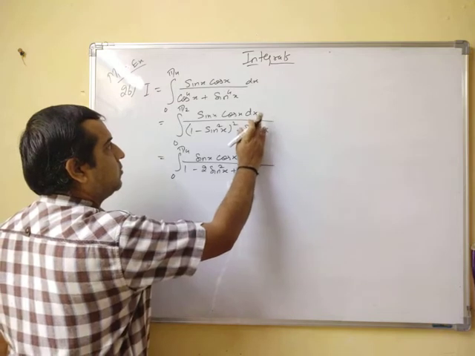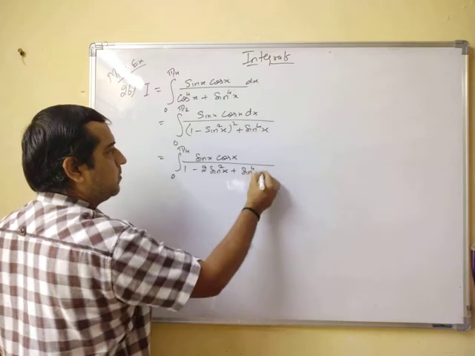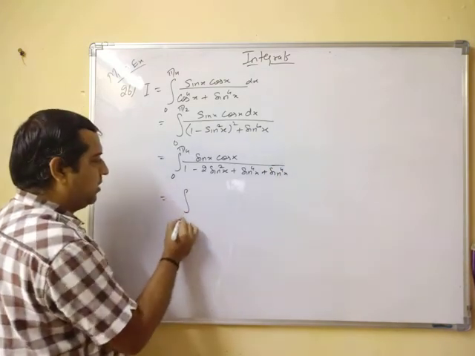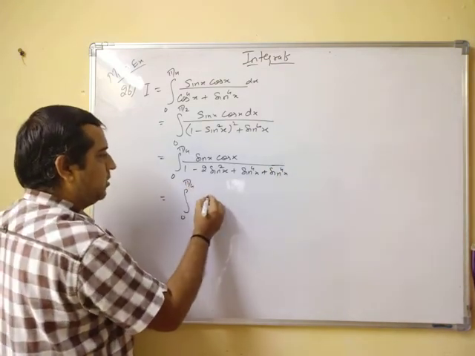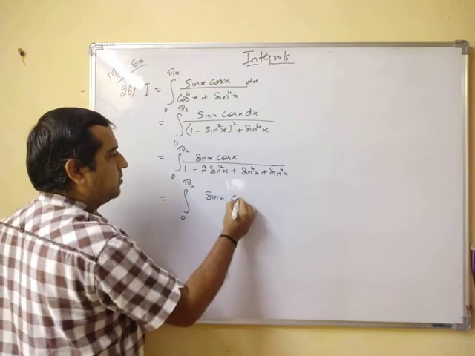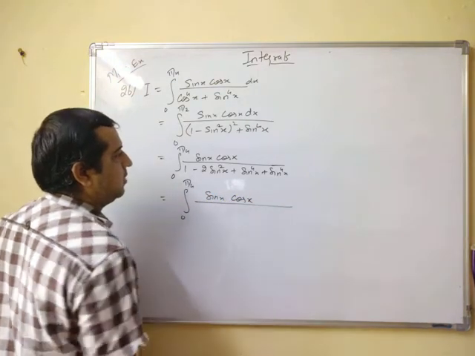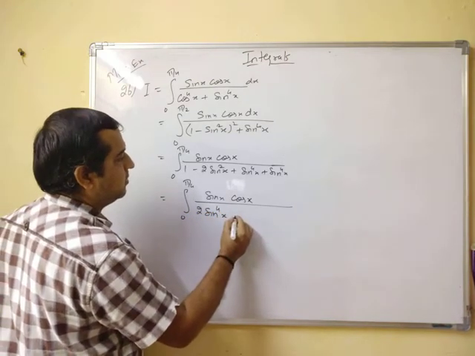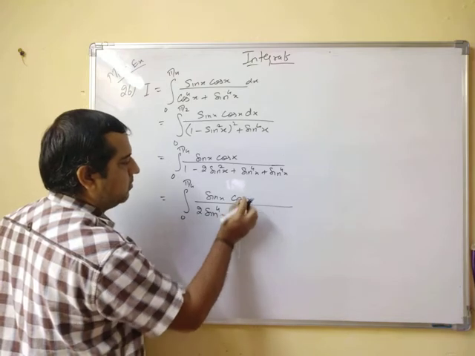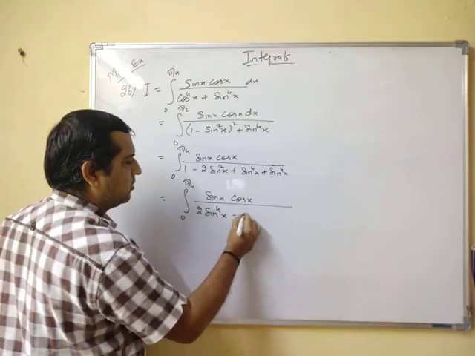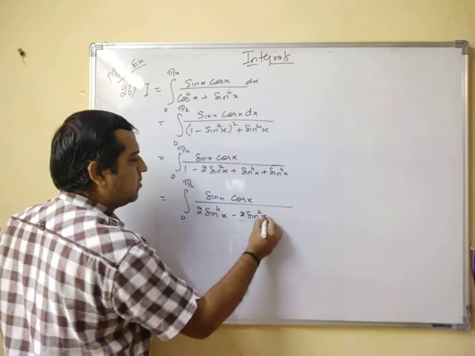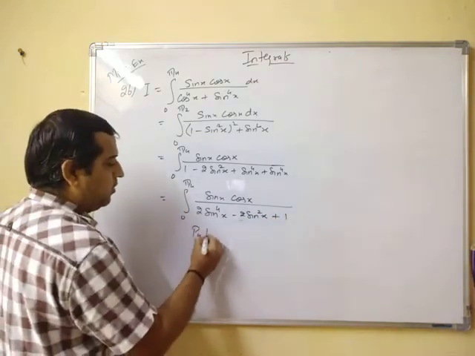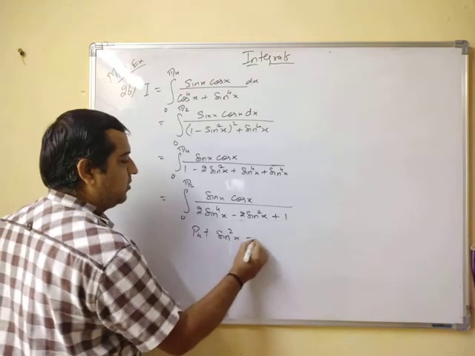and this is also sin raised to 4x plus sin raised to 4x. This becomes integral from 0 to pi by 4, sin x cos x upon 2 sin raised to 4x minus 2 sin square x plus 1. Okay, now what you will do, you will put sin square x equal to t.